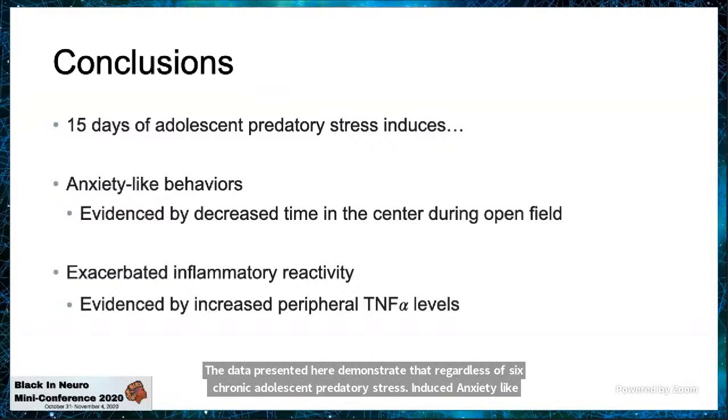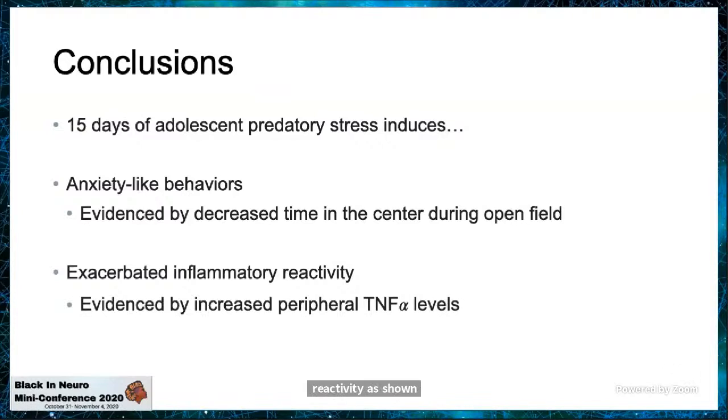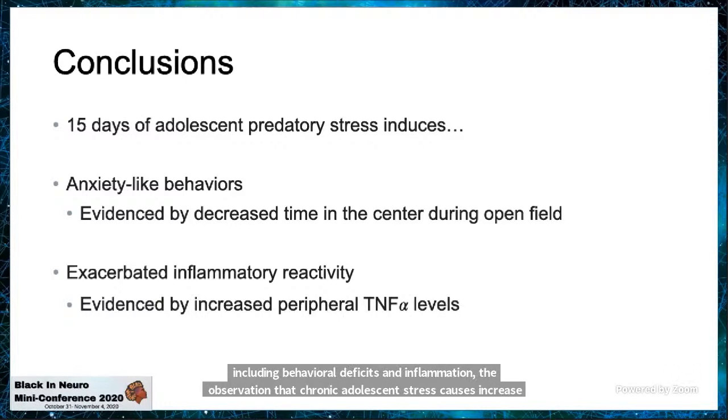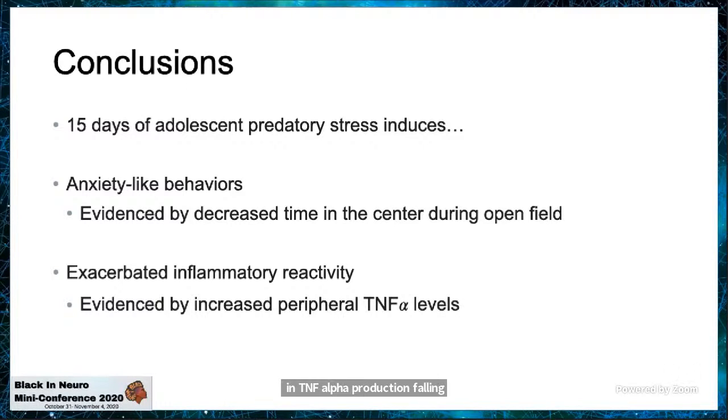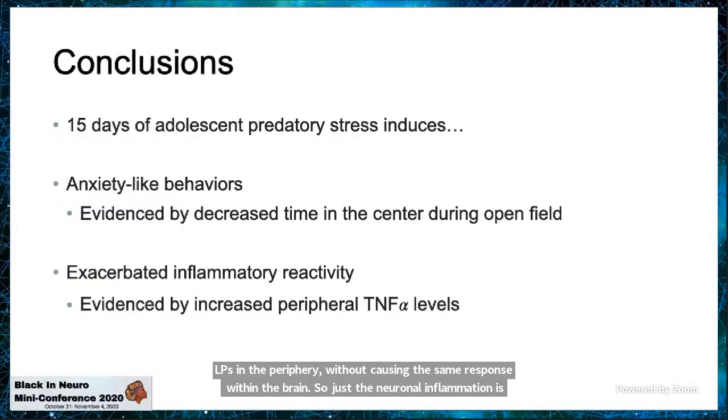The observation that chronic adolescent stress causes an increase in TNF-alpha production following LPS in the periphery without causing the same response within the brain suggests that neuronal inflammation is regulated by different mechanisms or possibly on a different temporal scale. Additional predatory stress studies are necessary to identify the mechanisms by which stress drives this inflammatory alteration, but these data highlight the utility of predatory stress for precipitating similar responses within males and females.